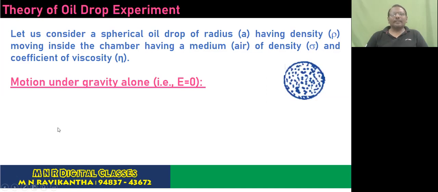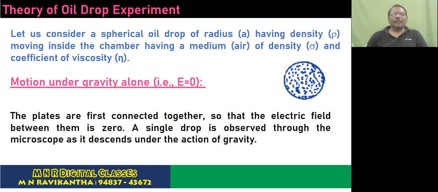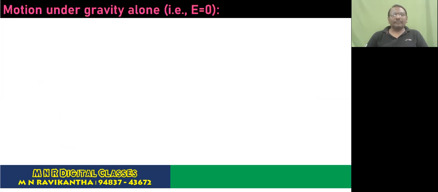Now, in the first case, let us consider the motion of this oil drop under the action of gravity alone. That is, the electric field is turned off, or E is taken as equal to 0. The plates A and B are first connected together such that the electric field between them is 0. A single drop is observed through the microscope as it descends under the action of gravity.